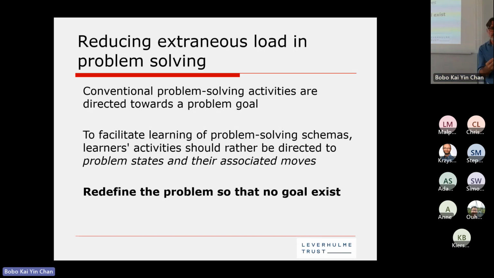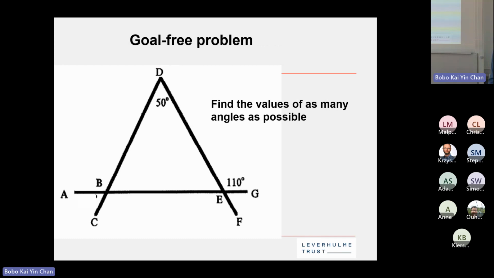So what if we redefine the problem in a way that the goal is not explicitly presented? This is sometimes called defining the nonspecific goal, or using so-called goal-free problems, which was suggested. So what is a goal-free problem? For example, in that geometry task, find angle x, you remember, ABC. What if we formulate the task as: find the values of as many angles as possible. Not the specific angle, but find the value of as many angles as possible.